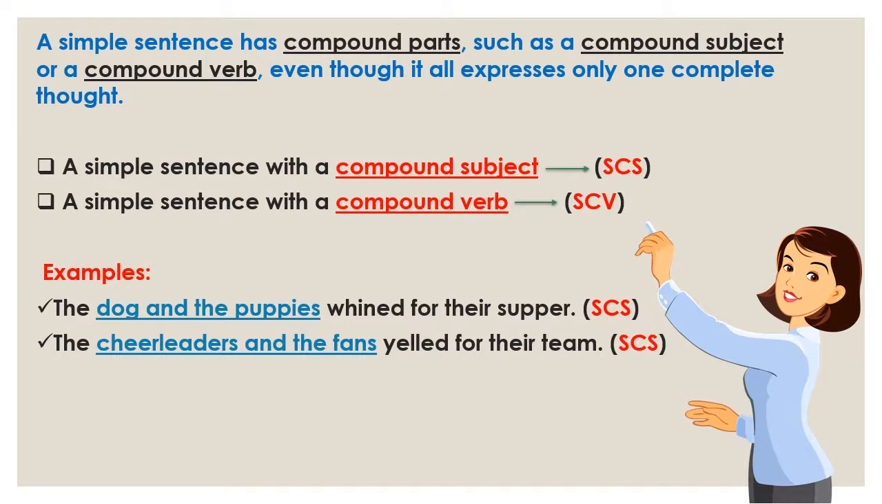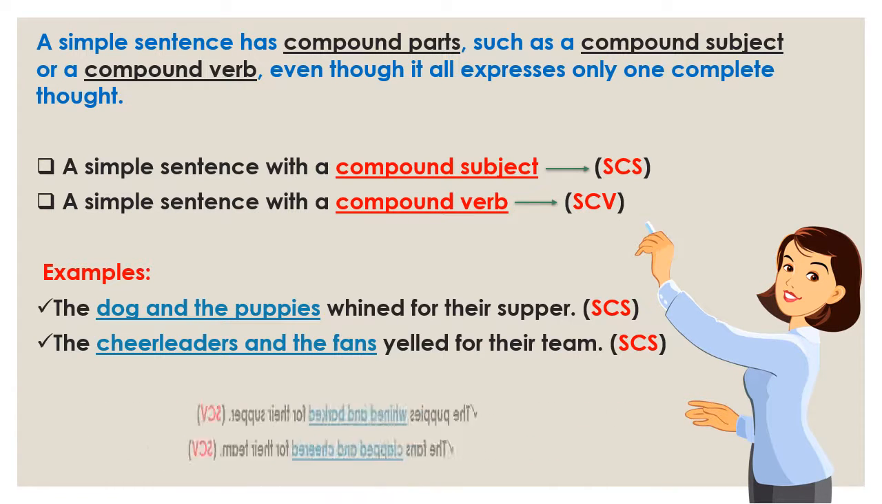Another example, the cheerleaders and the fans yelled for their team. Cheerleaders and the fans. Two subjects together. So we have a simple sentence with a compound subject. What is the abbreviation for that? Again, SCS. Simple sentence with a compound subject.